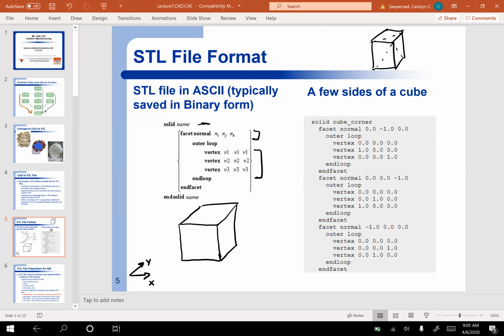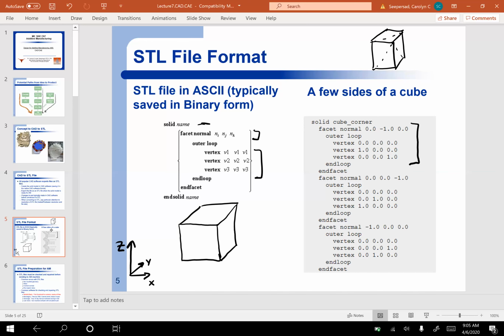So the first triangle over here, let's look at it. You can see it's facet normal, and that normal is in the minus Y direction. So most likely it's going to be a triangle on the front face of this cube, the face that's closest to us, because that normal is going to be pointing outward, not into the substance of the cube, but outward into empty space.